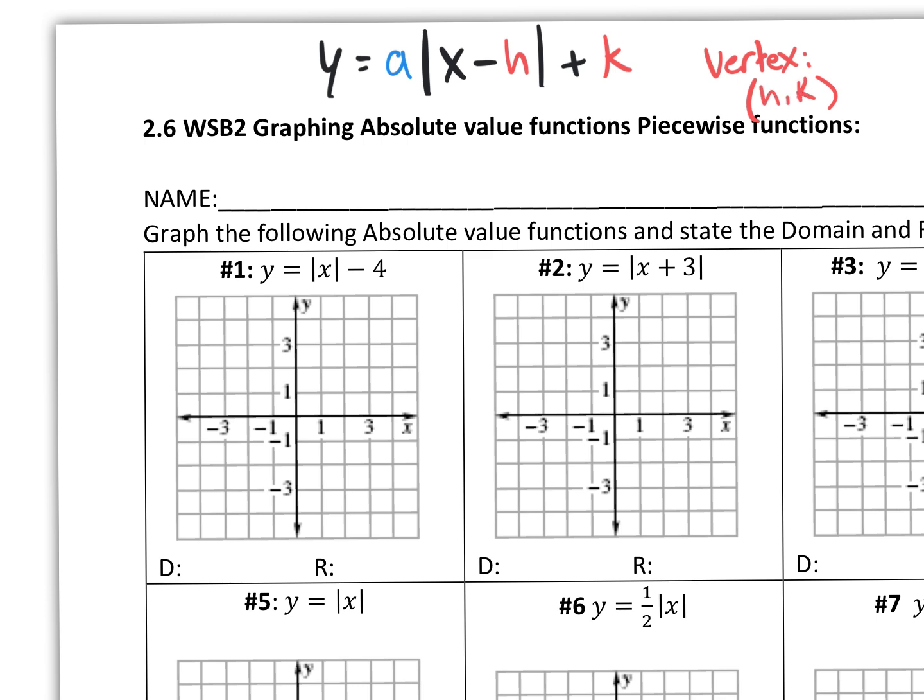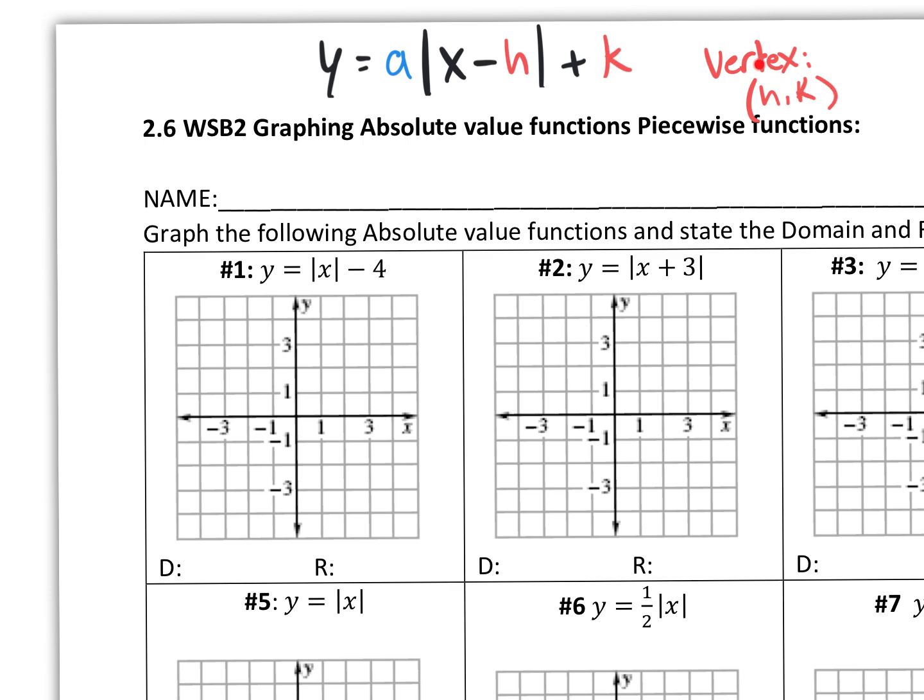So technically, whatever you see right here, if you see a -3, you think opposite on h. So if you see a -3, it's going to be a +3. If you see a +7, it's going to be a -7. If you see a -1, it's going to be a +1. Always think opposite on h, and you always take k for what it is. So if you see a 5, then your y value on your vertex is 5. If you see a 1, your y value on your vertex is 1.